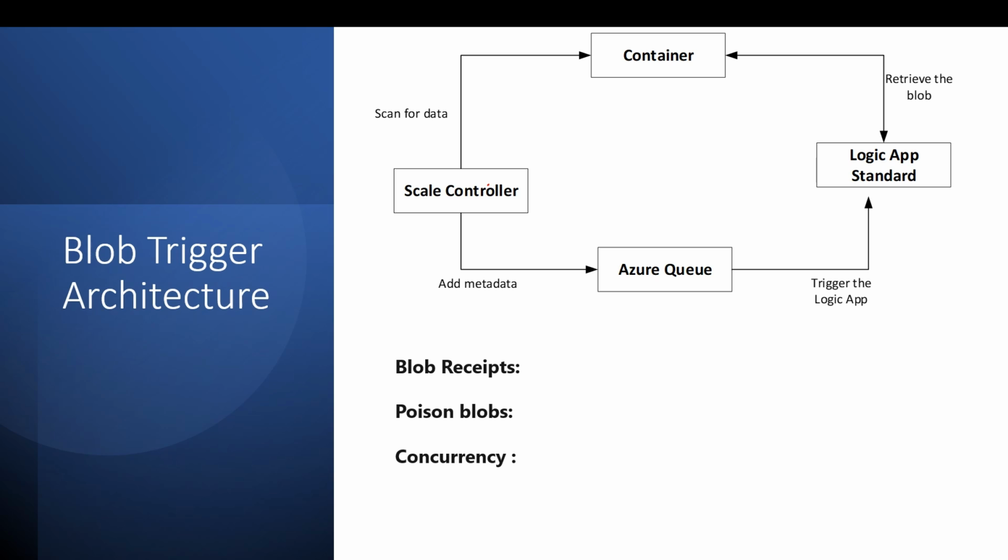And concurrency. Blob trigger uses a queue internally, right? So the maximum number of concurrent function invocations is controlled by the queue configuration, which is in the host.json file. And this can be modified based on the need.